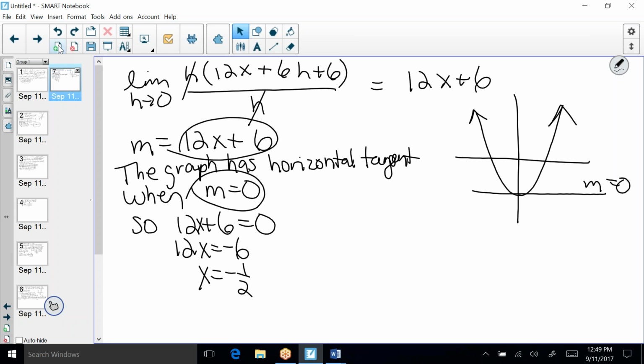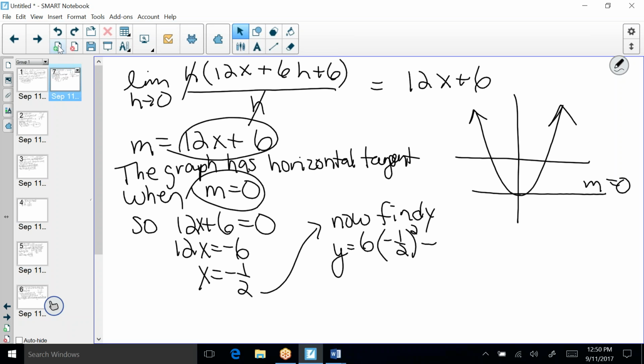So we need to find the point, so we need to find x comma y. We have x. So then what do we do? Plug it in. So now find y. Going back to the original function, on the previous page that I had here, y is going to be equal to 6 times negative 1/2 squared plus 6 times negative 1/2 minus 8.